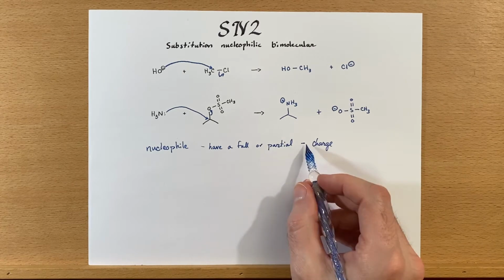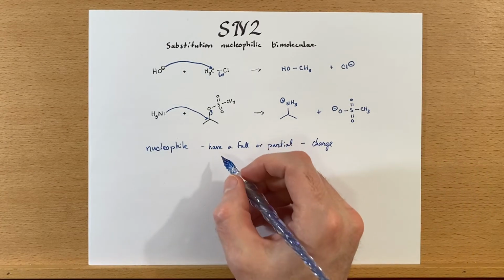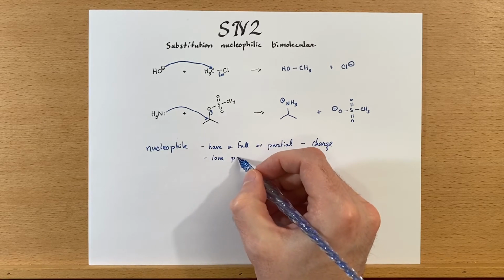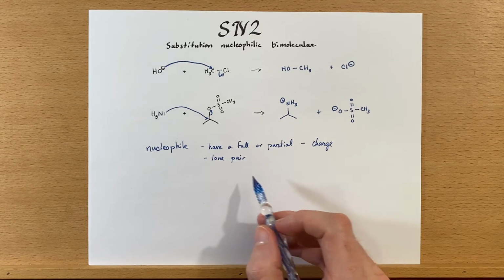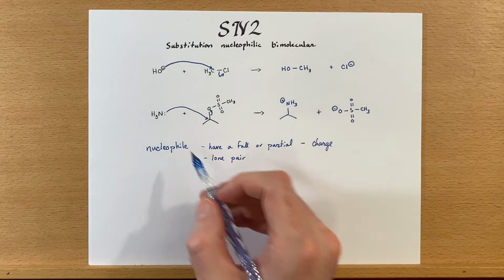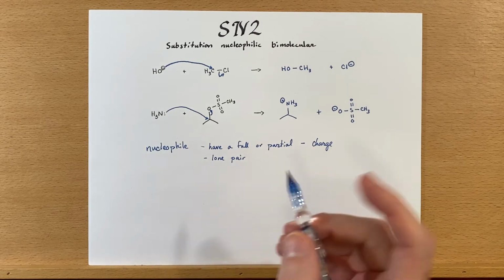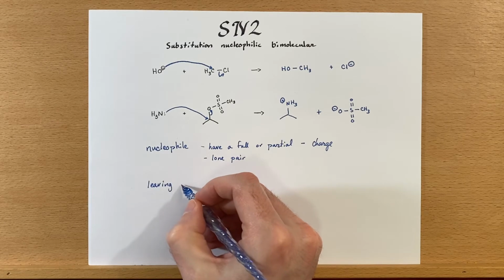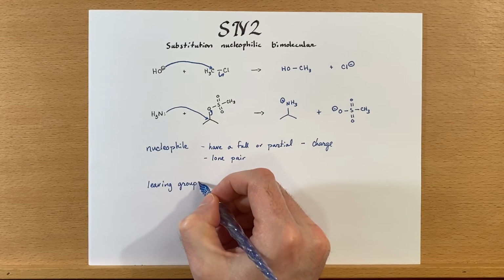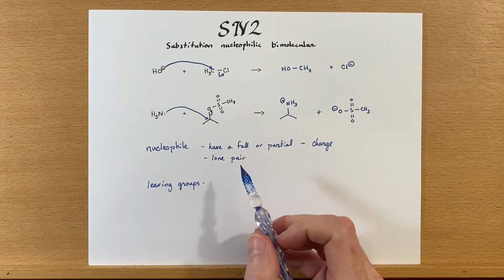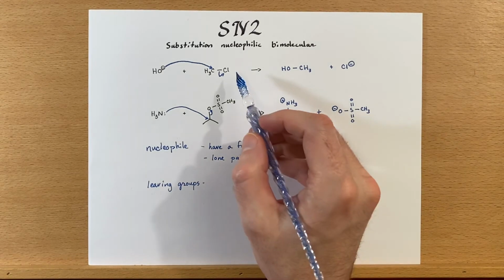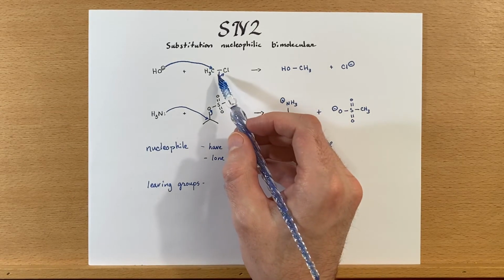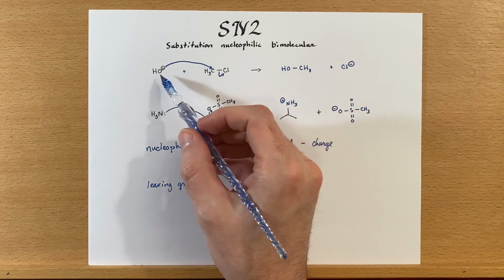They can have either a full or partial negative charge or an available lone pair. And these will typically make up what are nucleophiles. And then let's also talk about leaving groups. In order for this mechanism to occur nicely, we do have to have some group that is capable of leaving and providing the space that will happen.